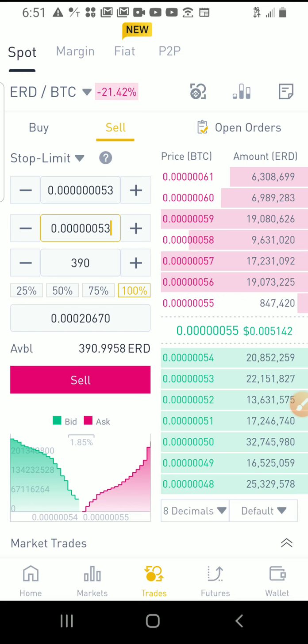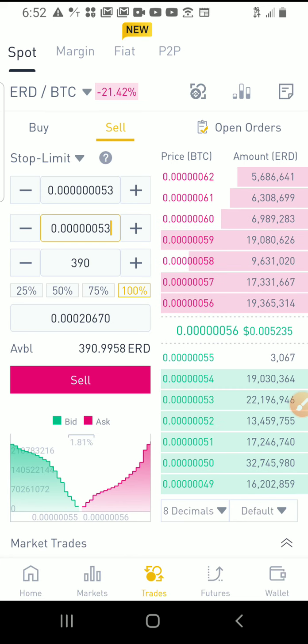Now, let's assume you bought ERD at 20 sats. You bought it at 0.000020, and you just want to make 100% of the coin. You use, let's say, $100 to buy ERD at 20 sats. So you want 100% of your $100, which is going to be $200, right?